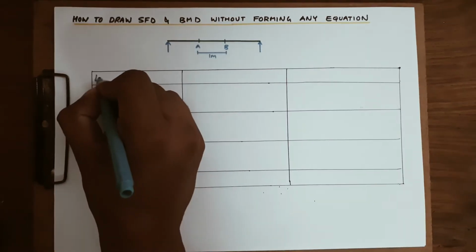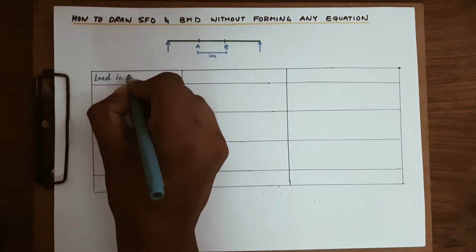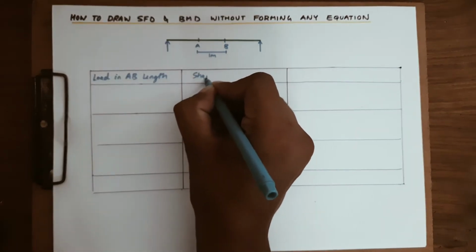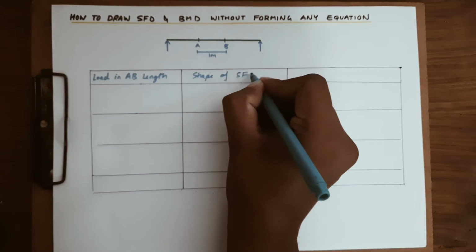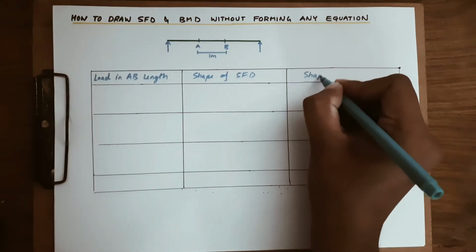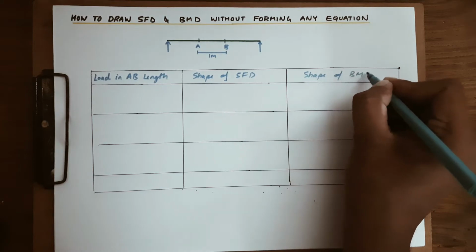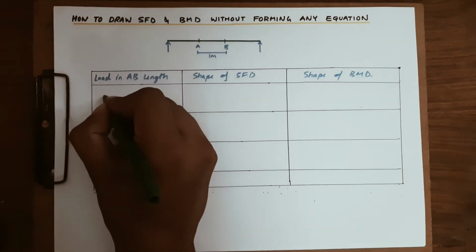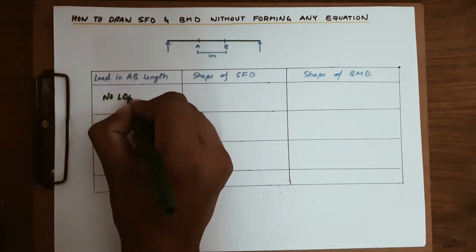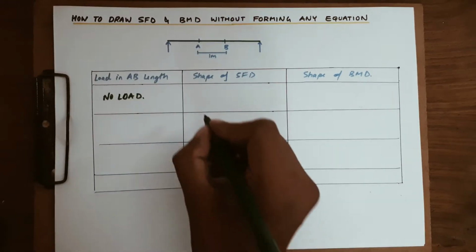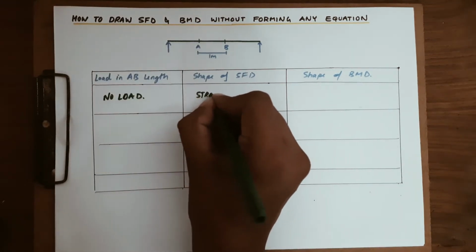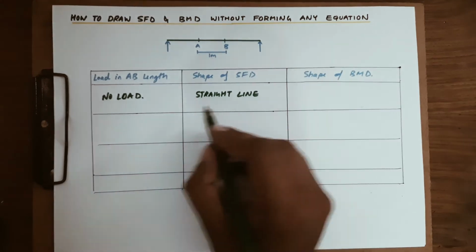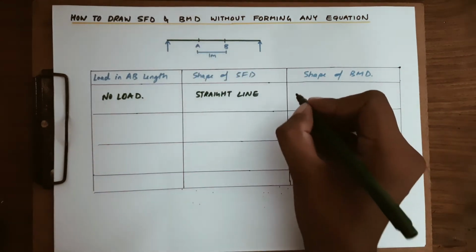So let's say load in AB length, and here the shape of SFD and here the shape of BMD. So our first loading is the no load condition. So we are not applying any load. So what will be the shape of SFD? It will be a straight line. And the shape of BMD, if there is no load in AB length, then it will be an inclined straight line.